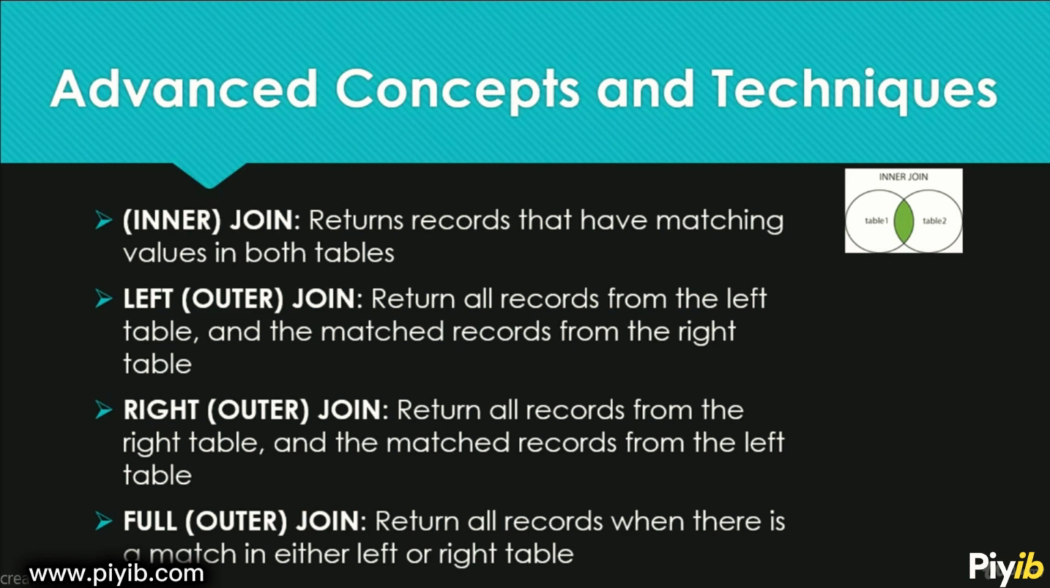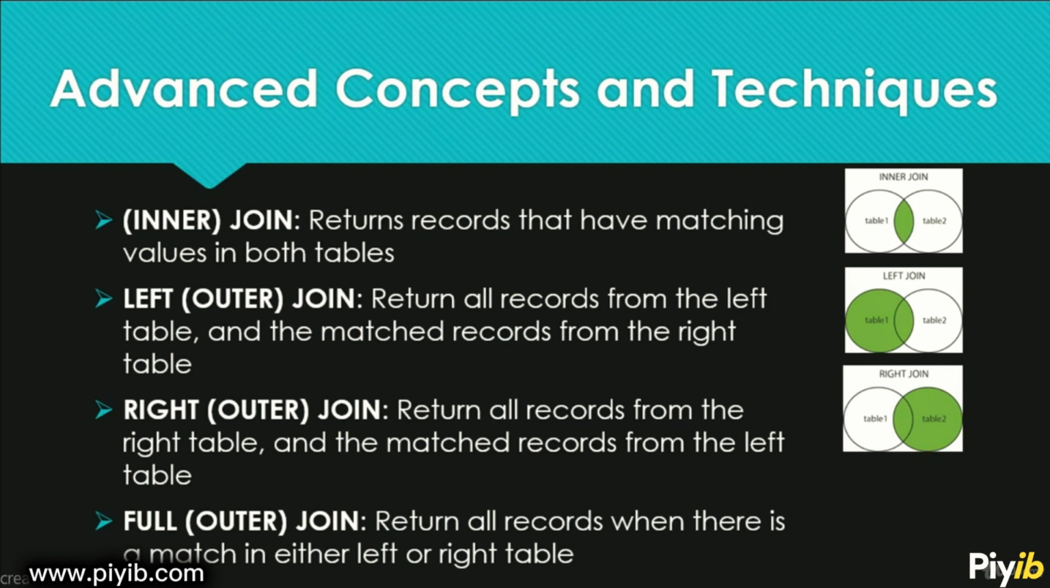A left outer join returns all records from the left table and the matched records from the right table. So if you look at this image, you can see that it will return the entire left table, but only the portion of the right table that matches the criteria. A right outer join returns all records from the right table and only the matched records from the left. As you can see here, it loads the whole right table, but only the matching records from the left. And a full outer join returns all records from both tables when there is a match in either the left or right. So it returns everything where either side has the value you're looking for.